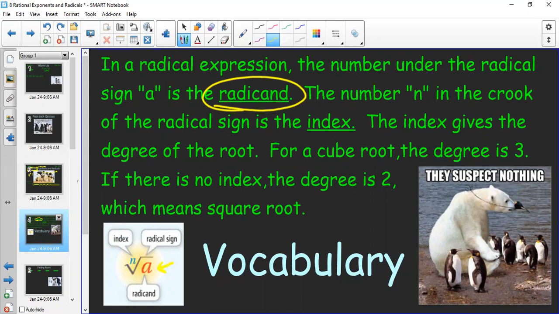The number n in the crook of the radical sign is the index. Again, you can see that right here, the index. The index gives the degree of the root. For a cube root, the degree is 3. If there is no index, the degree is 2, which means square root. You guys are used to seeing the square root of 9, so there is technically an imaginary 2 there, but we don't write 2.